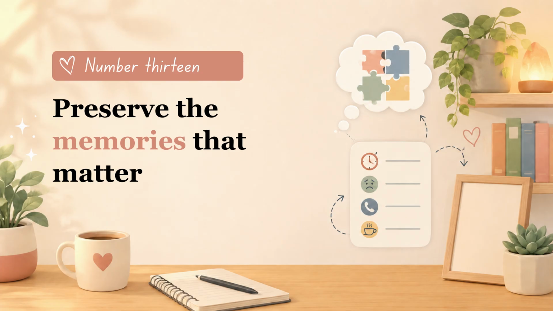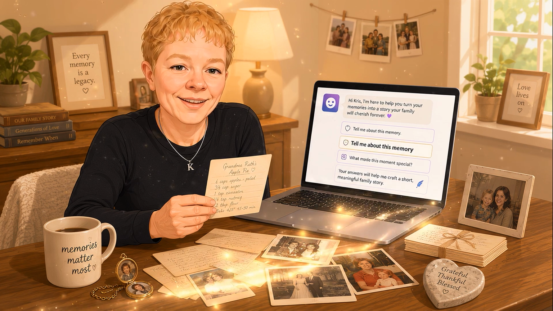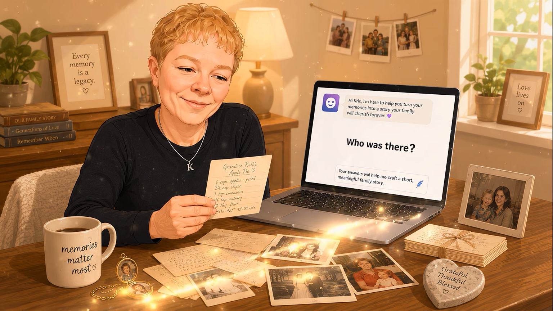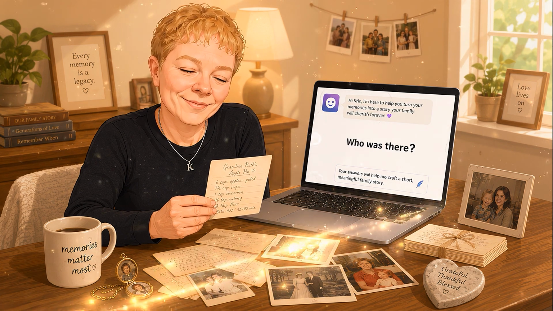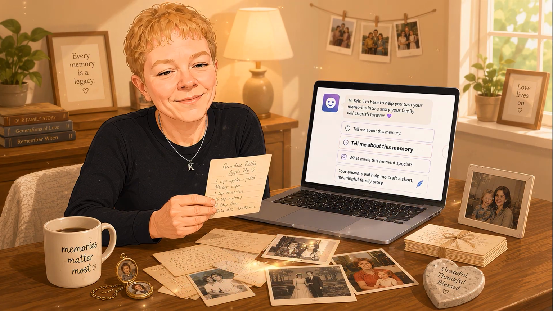Number 13. This one is close to my heart. Preserve the memories that matter. Let's say you have your grandmother's recipes on handwritten cards with no real instructions, or stories your parents told that nobody wrote down. Or let's say that you have photos with a story behind them that only you know.